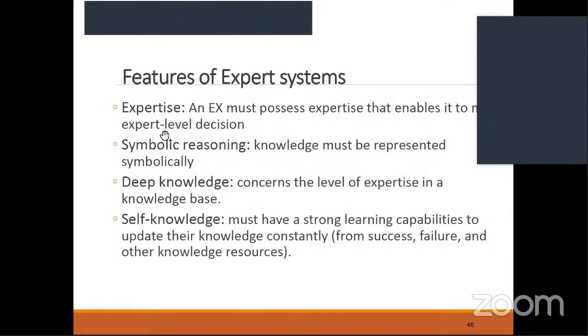These are some of the features of an expert system. One is that it should have expertise. An expert system must possess expertise that enables it to make expert-level decisions. We should have symbolic reasoning: knowledge must be represented symbolically. I will tell later how we represent it symbolically. It should have deep knowledge, concerning the level of expertise in the knowledge base. It must have self-knowledge, a strong learning capability, and update its knowledge constantly from success, failure, and other knowledge resources.